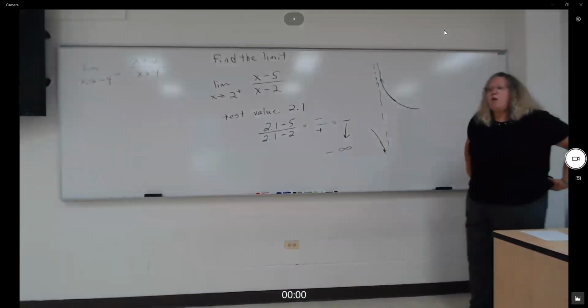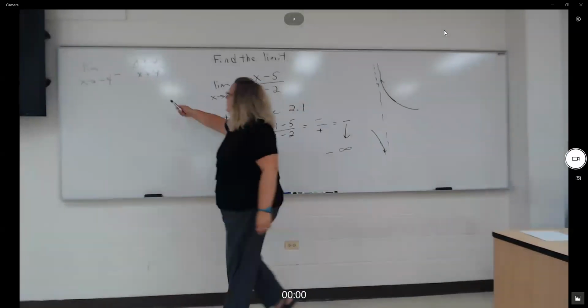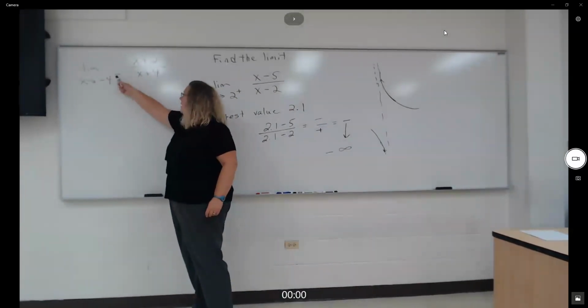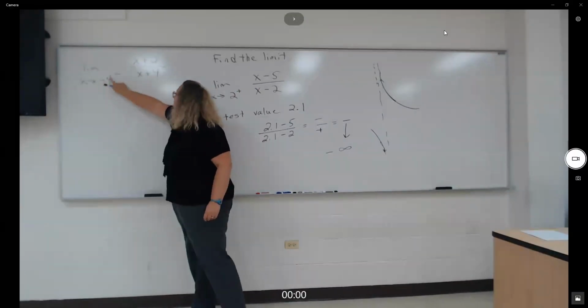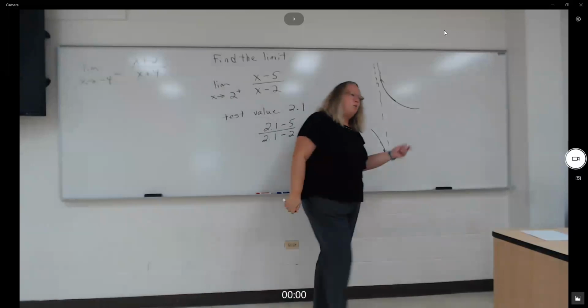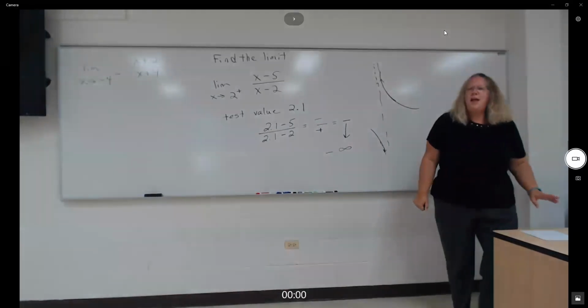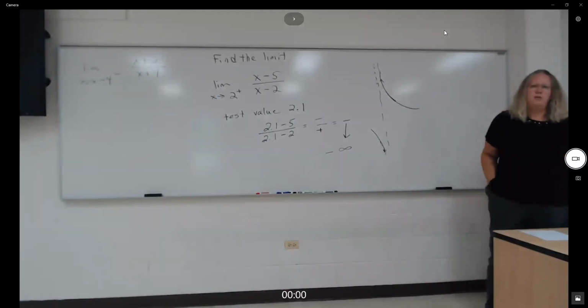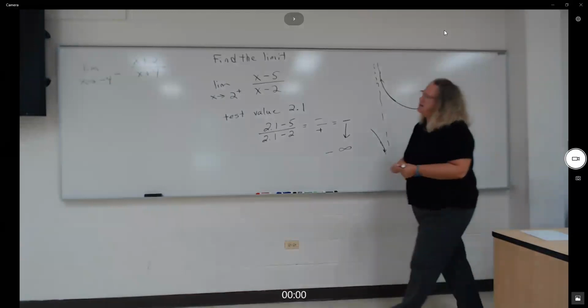Am I coming from the left or am I coming from the right? On your own, that'll kind of give you a clue. Remember, because they're only asking for one side. They're asking coming from the left. And sure enough, -4 makes the bottom 0, which means we are at an asymptote. You kind of have to recognize that on your own.